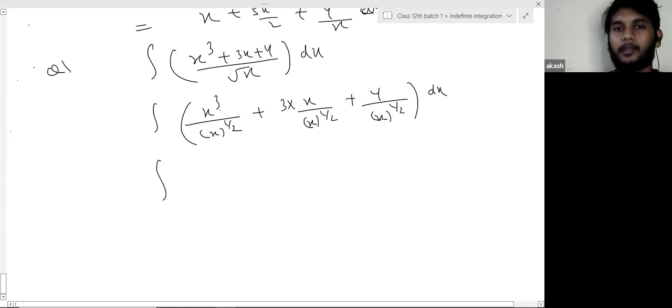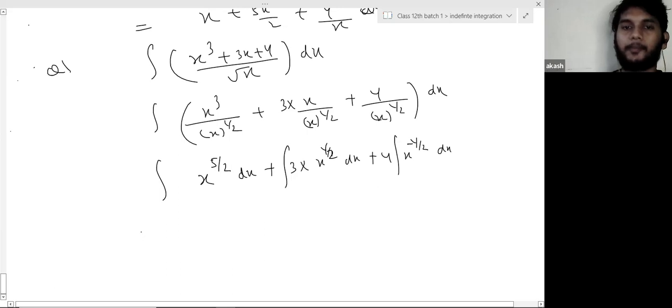So this is, if it goes to the numerator, it becomes minus. So this will be x to the power 5 by 2 dx, plus this will be 3 into x to the power 1 by 2 dx, plus this will be 4 into x to the power minus half dx. Integration sign here. So this is x to the power 5 by 2 plus 1.